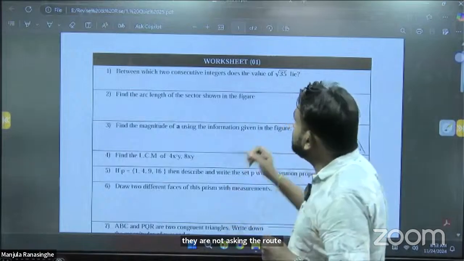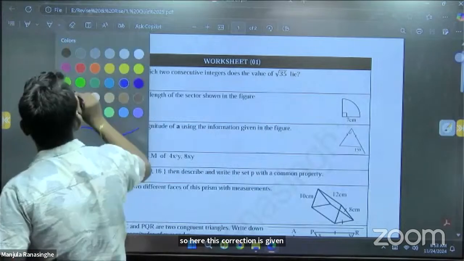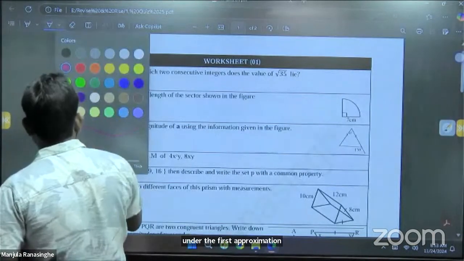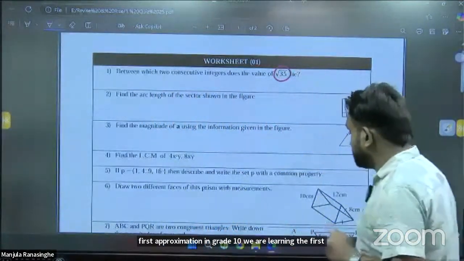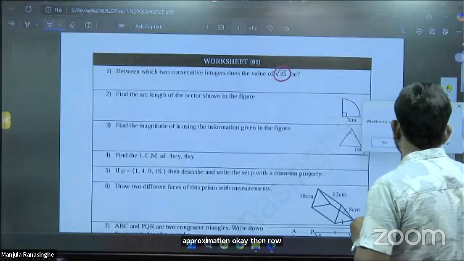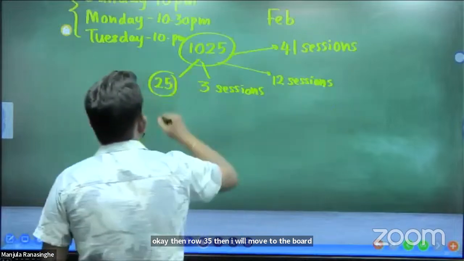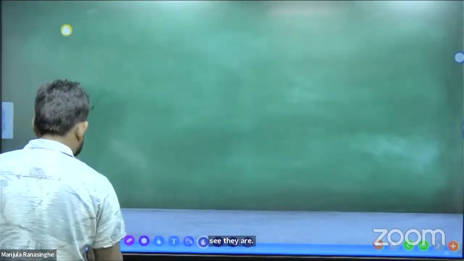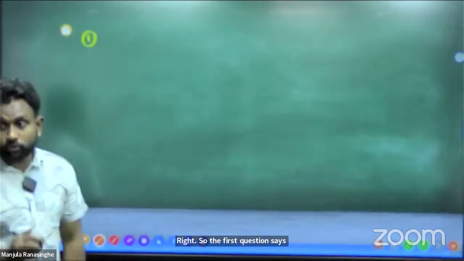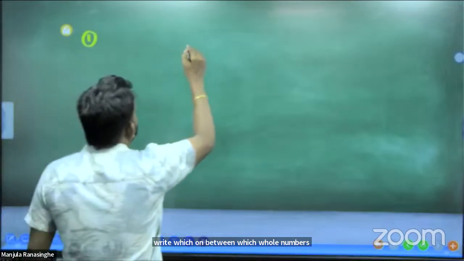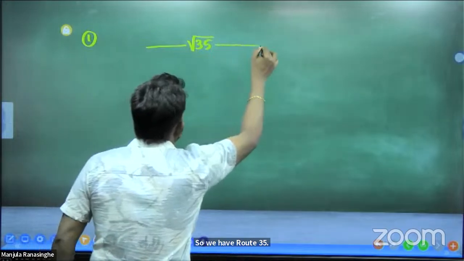So this question falls under the first approximation. Right, first approximation is what we are learning in grade 10. Then root 35, I will move to the board. See there. So the first question says: between which whole numbers does this root 35 lie? So we have root 35, between which whole numbers, right?